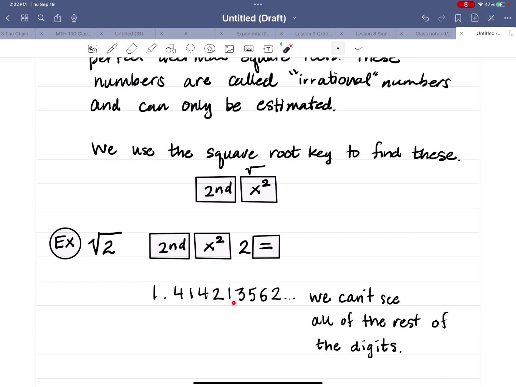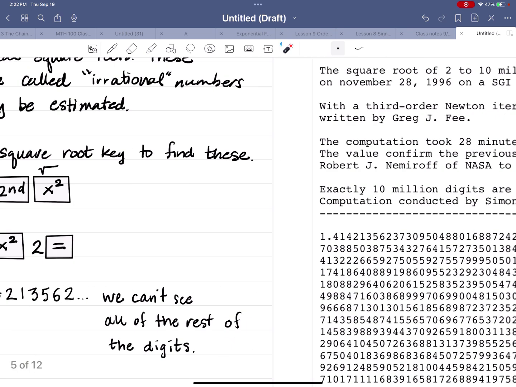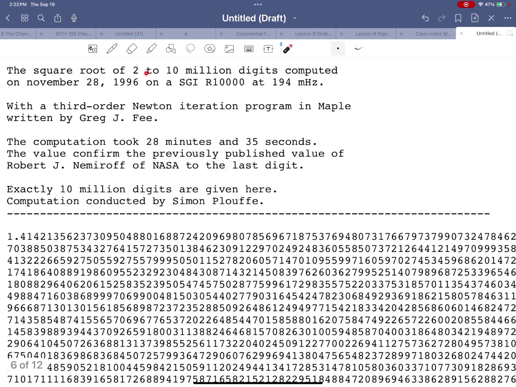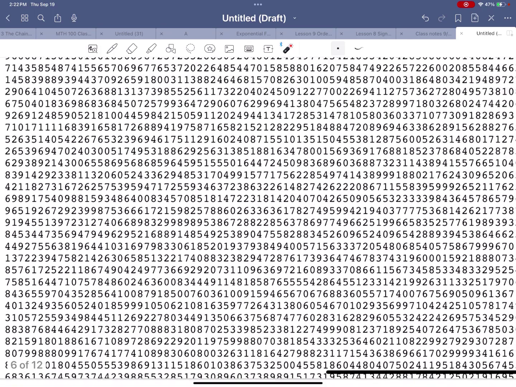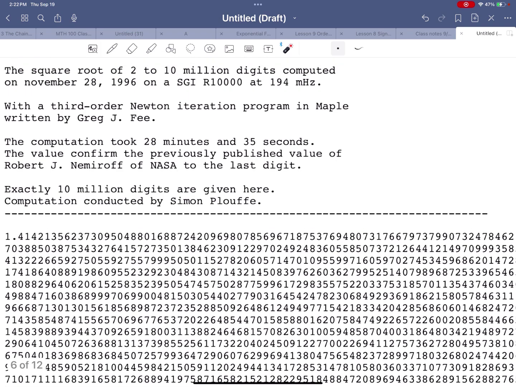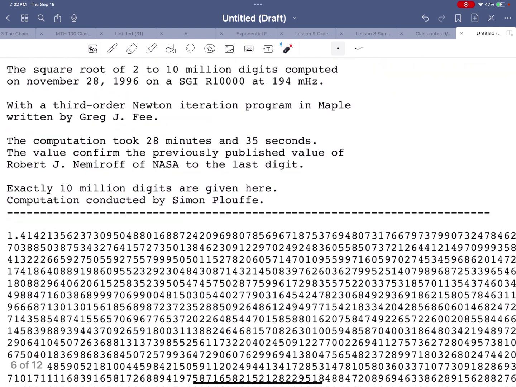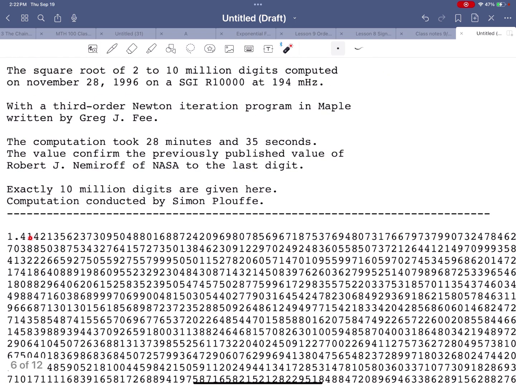and I get this long number, and we can't actually see all the rest of the digits because our calculator can only hold so many in its display. Just as an example, the square root of 2 to 10 million digits has been computed, and here is part of it. This is not all of it. If you Google the square root of 2 to 10 million digits, you can see the whole 10 million digits. So look, 1.4142135 is what we're seeing.